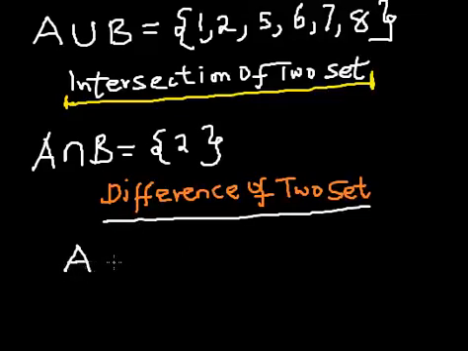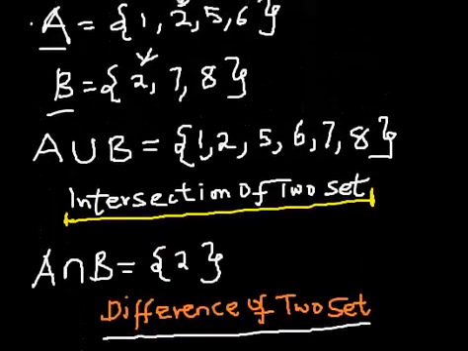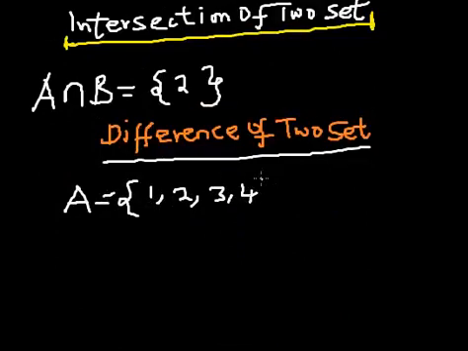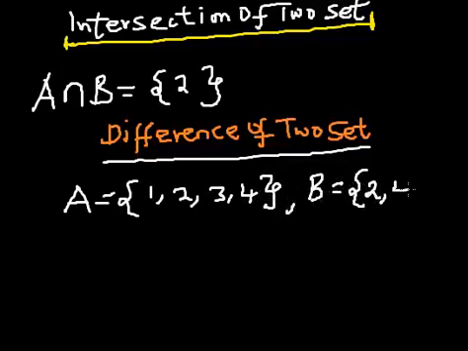from each proper subset. Okay, so let's say I have A equal to 1, 2, 3, 4. Then I have B equal to 2, 4.